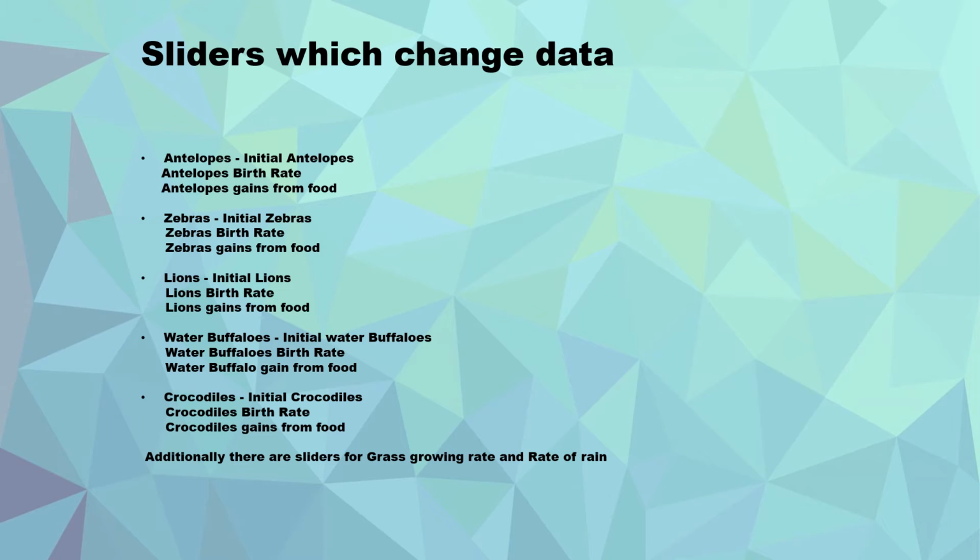After that I have some sliders which I did with my data. Mainly there are 5 animals, which are antelope, zebra, lion, water buffalo, and crocodile, and those sliders have the same settings, which are initial number of animals, birth rate of each animal, and gain of food from food. After that there are 2 additional sliders, which are grass growing rate and rate of rain.